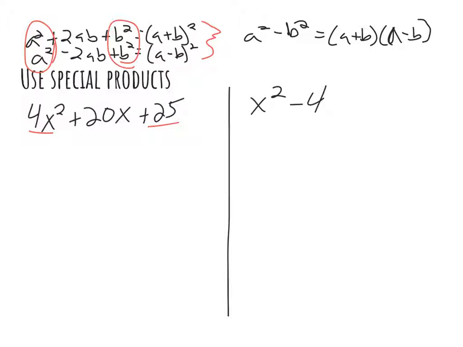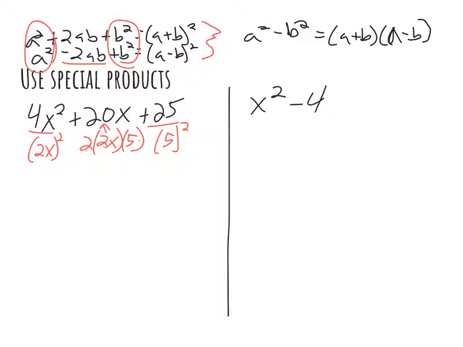So what can I square to get 4x squared? Well, I can square 2x. What can I square to get 25? Well, I can square 5. The main part here is now the middle. If I take 2 times those 2 things that I squared and I get the middle term, then I know I have a special product. 2 times 2x times 5 does in fact give me 20x. So this is a special polynomial. It's a perfect square trinomial.